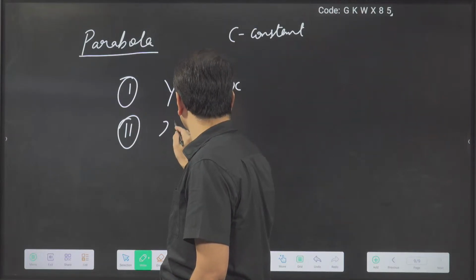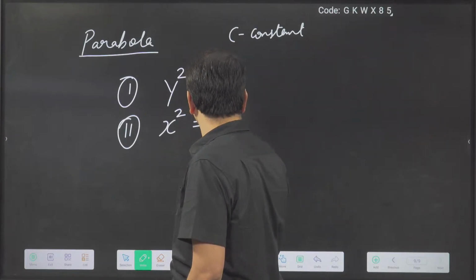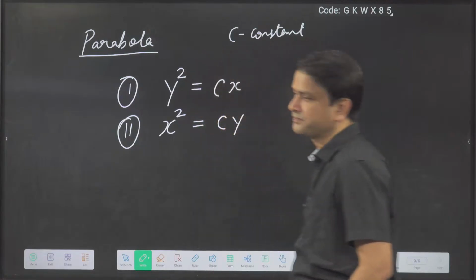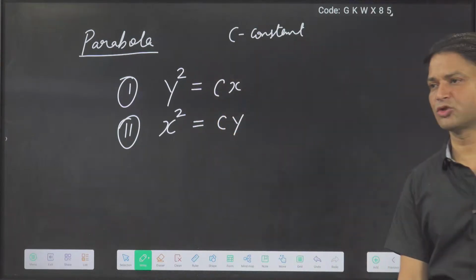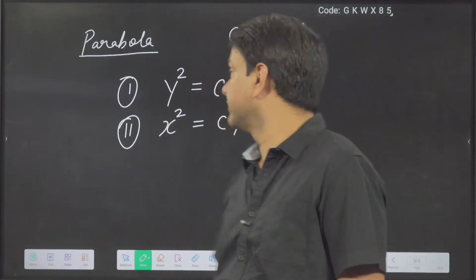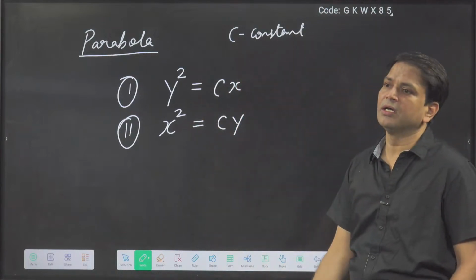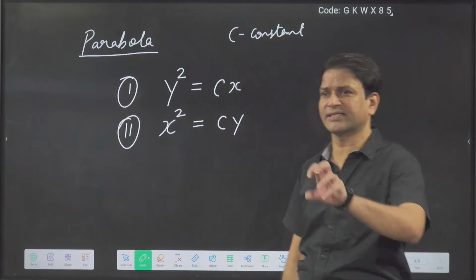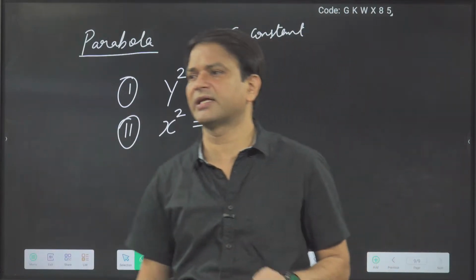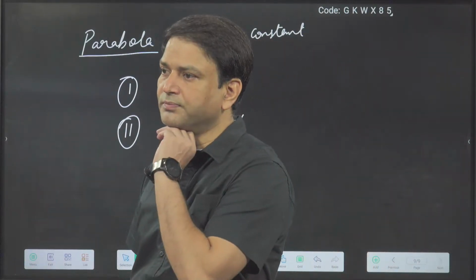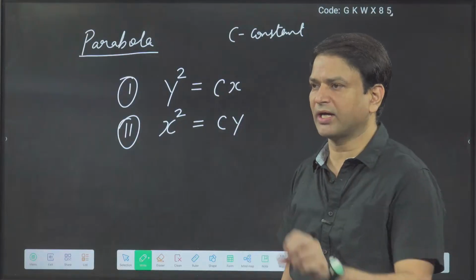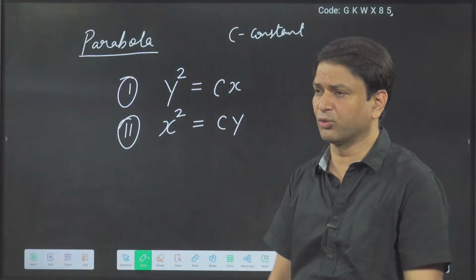Another one: x square is equal to cy. Then here, power of x is 2, power of y is 1. Then it is also a parabola. So what I said, one variable power has to be 1, other variable power has to be 2, then it will be a parabola.